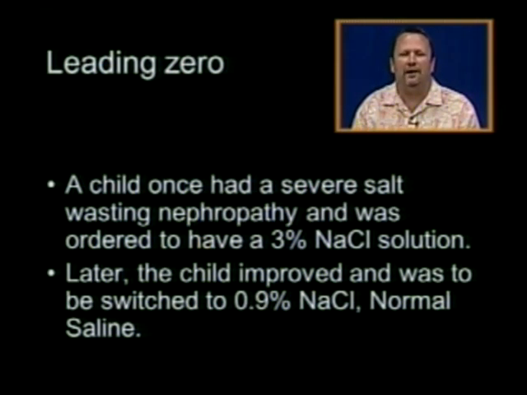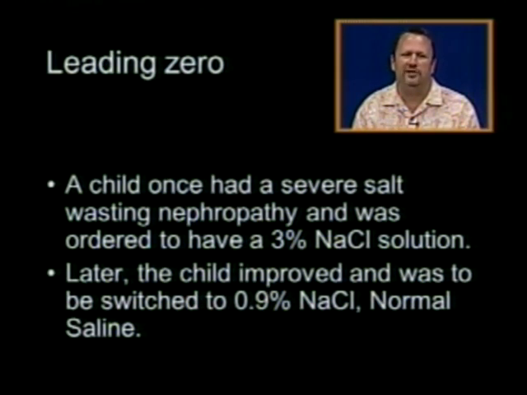So they ordered the child to have a 3% sodium chloride solution. 3% sodium chloride is very concentrated. It's going to be very rare for you to ever see anyone on a 3% sodium chloride solution. Well, later the child did really well, and they wanted to switch to 0.9% sodium chloride, and we call that normal saline. There's a reason normal saline is called normal, because it's like normal concentration of salt physiologically. And so the best way to write for 0.9% sodium chloride is just say normal saline. It's not hard to spell, normal saline.